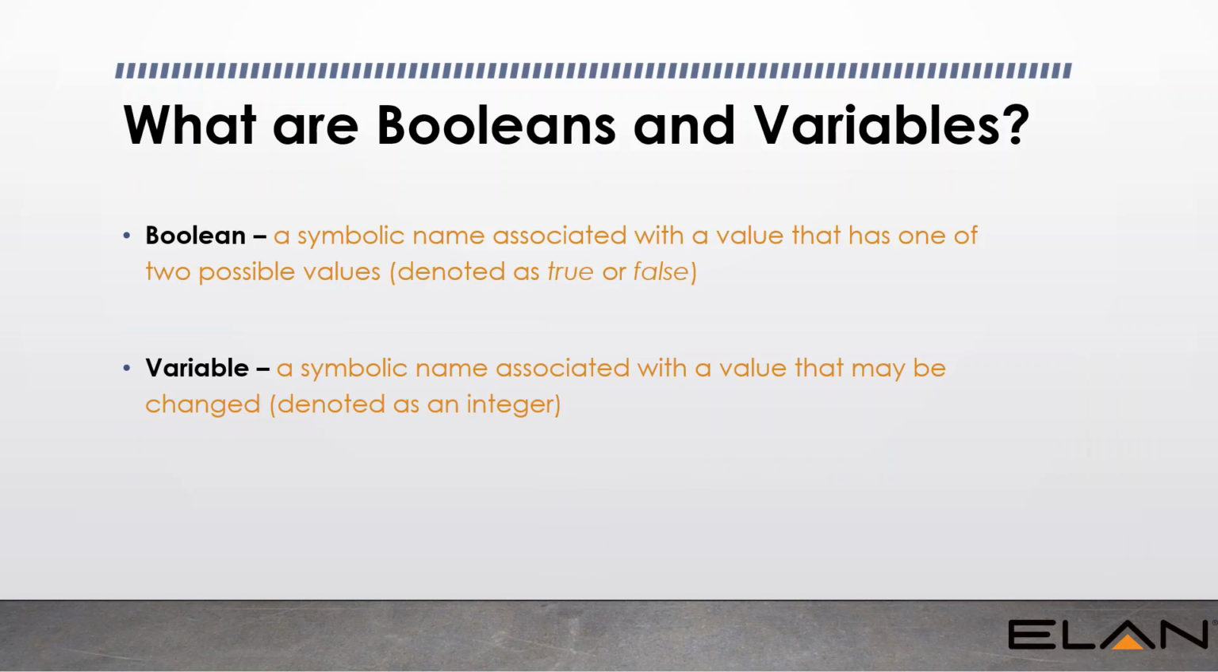What are Booleans and variables? A Boolean is a symbolic name associated with a value of true or false. A variable, in this case, can be any number, usually represented by an integer, either positive or negative. We use Booleans and variables to track things in ELAN.